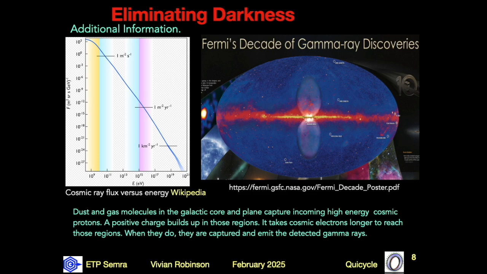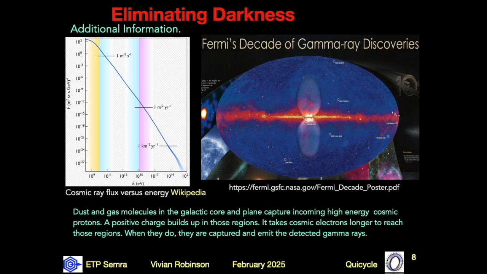This effect has been demonstrated as shown in this Fermi Decades of Gamma Ray Discovery image. Red indicates about 1 GeV gamma rays. The brighter the color, the greater the energy and intensity of gamma rays. The brightest region is in the galactic core, shown in white. That is where the mass density is the highest. The spiral arms have lesser energies and intensities. There are almost no gamma rays outside the galactic plane.